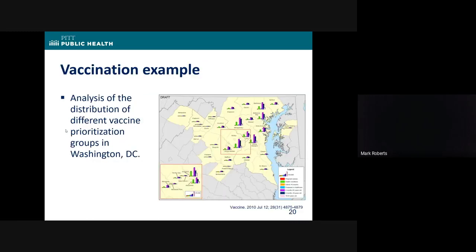This just shows some work we did for them about prioritizing different groups of people to be vaccinated once you actually had limited amounts of vaccine available. So we could do all kinds of those what-if scenarios.